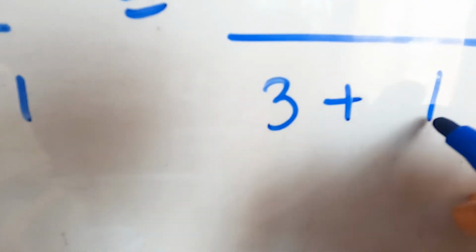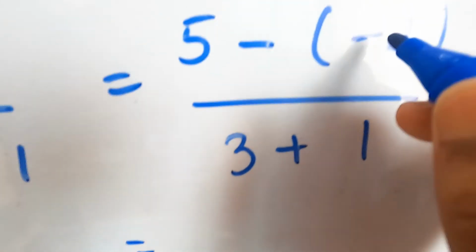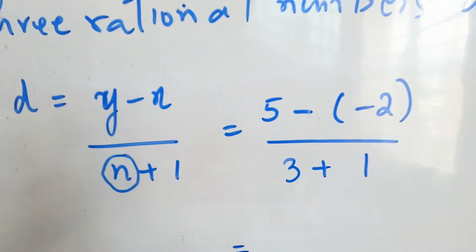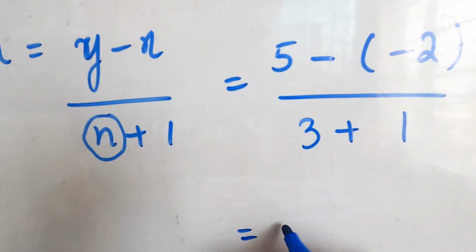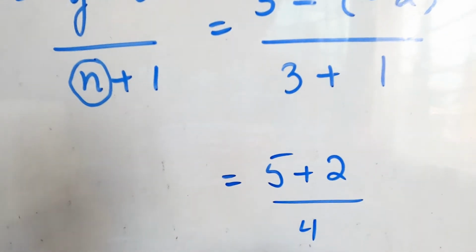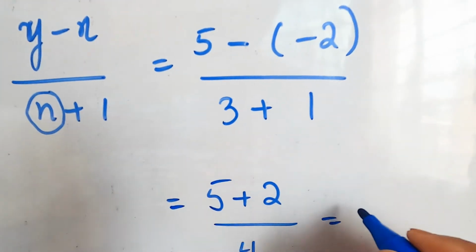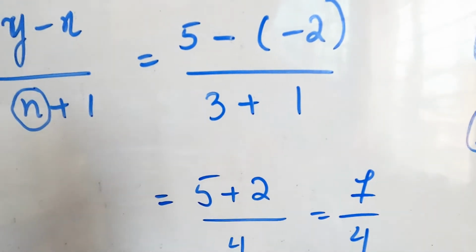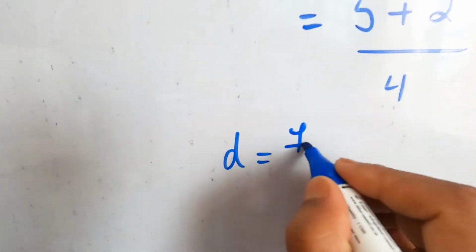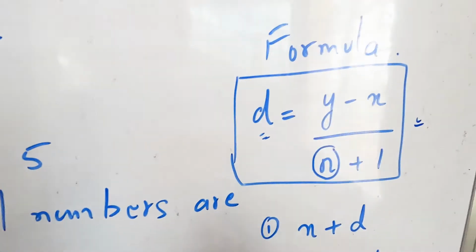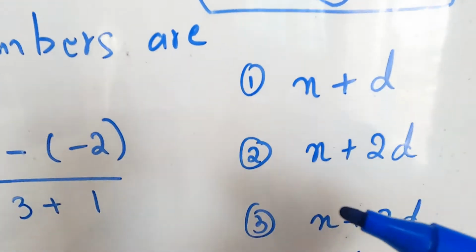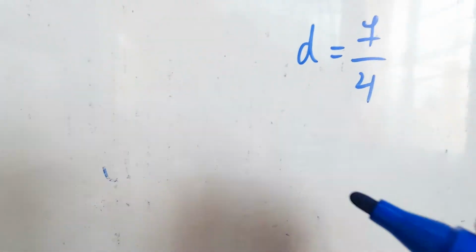So 3 plus 1, so minus into minus will be plus. All right, next we have minus into minus will be plus, so it will be 5 plus 2 by 3 plus 1 will be 4. All right, so it will be 5 plus 2 will be 7 by 4. So in this case d is equal to 7 by 4. All right, so we have gotten the value of d.